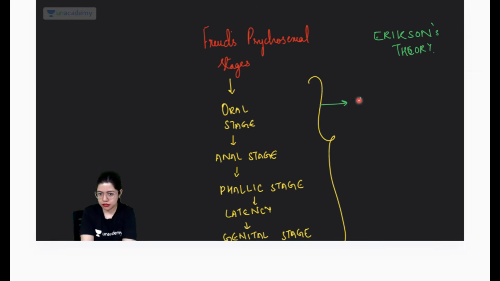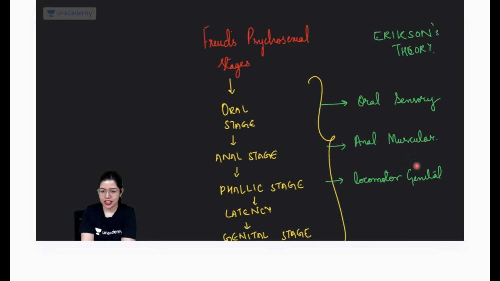Oral sensory. Then anal stage is also known as what? No, trust and mistrust are the conflicts. That's the whole point. Chaliye. Anal stage is also known as anal muscular. Phallic stage is also known as locomotor genital. Very, very good. Latency is latency only.